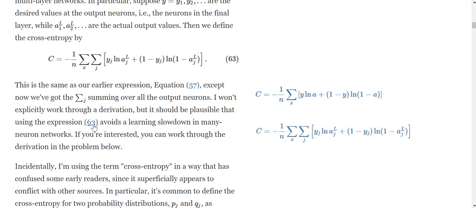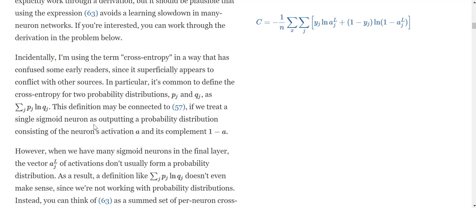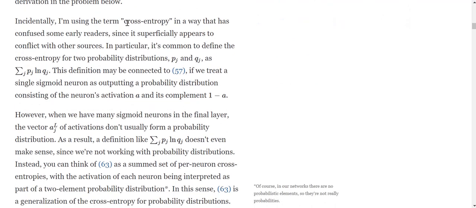I won't explicitly work through a derivation, but it should be plausible that using the expression 63 avoids a learning slowdown in many neural networks. If you're interested, you can work through the derivation in the problem below. Incidentally, I am using the term cross entropy in a way that has confused some early readers, since it superficially appears to conflict with other sources.